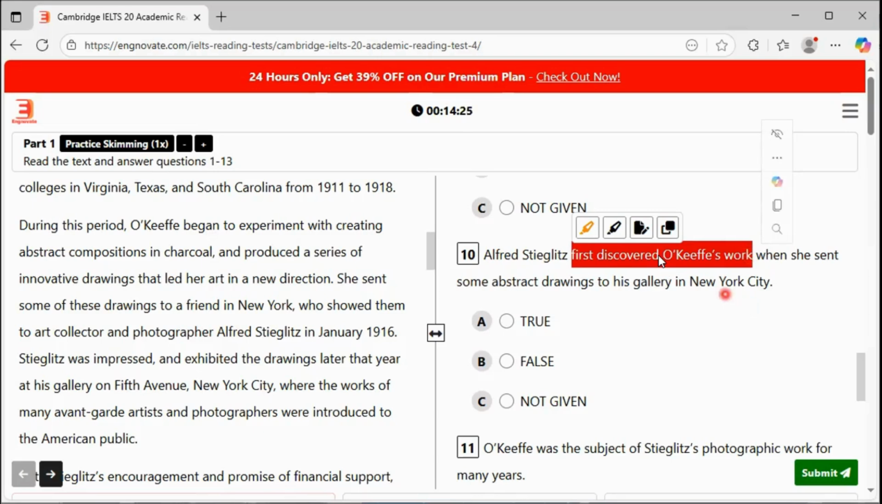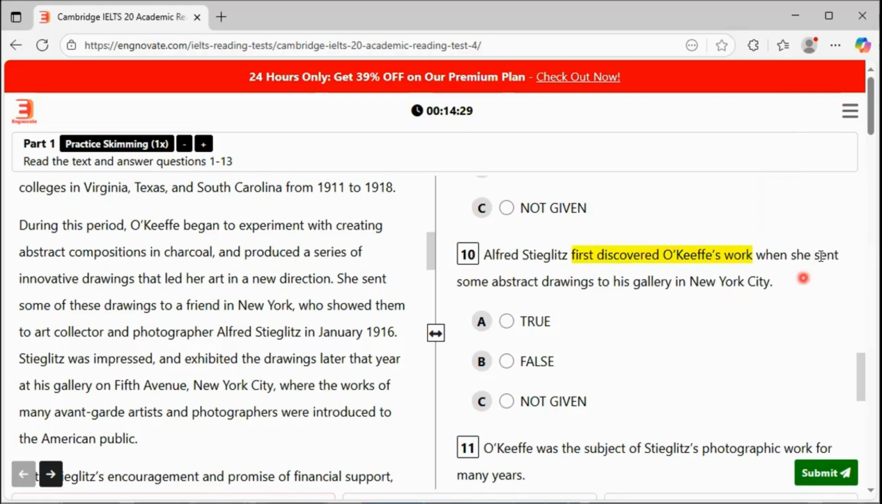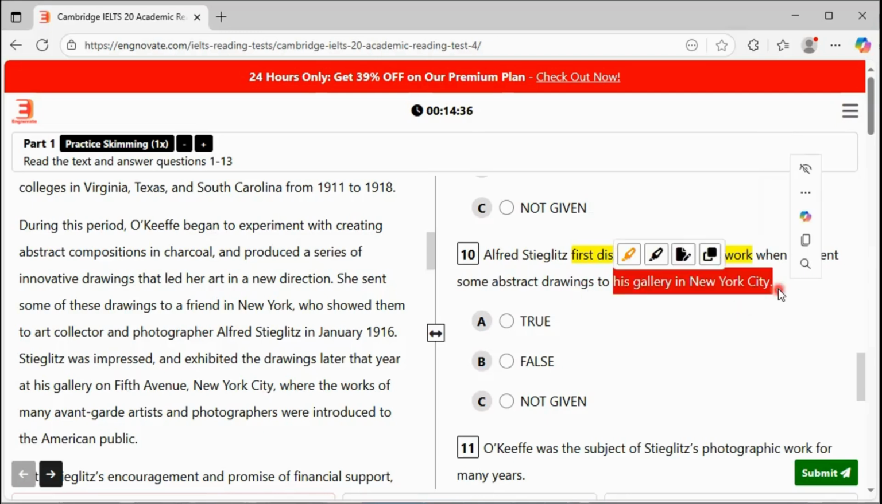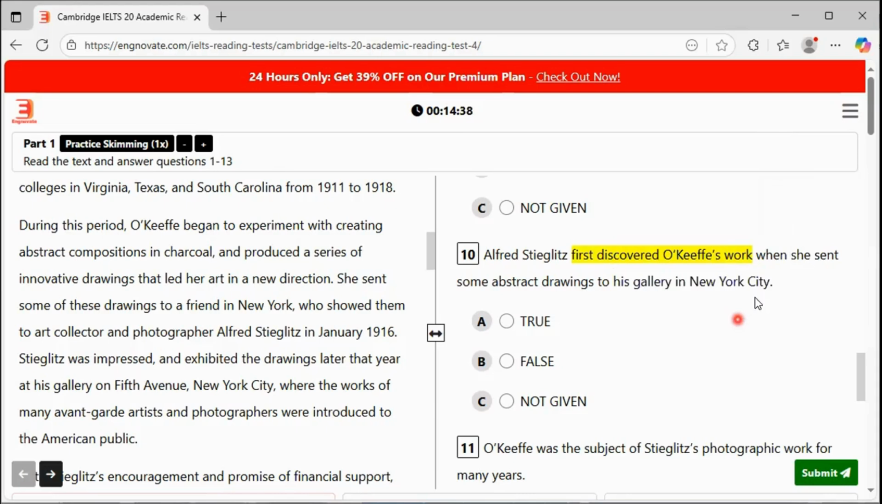I want you to take note of that, okay? First discovered O'Keeffe's work when she sent some of her abstract drawings to his gallery in New York City. So this is saying what? O'Keeffe sent some of her abstract drawings to Alfred's gallery. Now look at the passage here. She sent some of these drawings to a friend in New York.